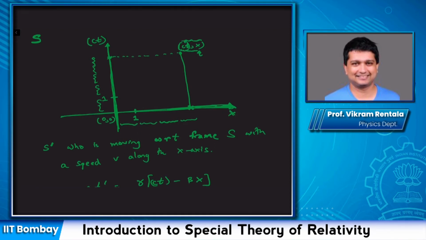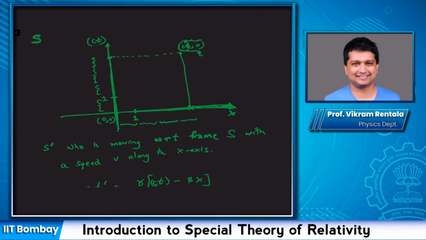So what we need to do is something similar for the frame S prime. We need to first identify the x prime axis and the t prime axis, and then we need to drop perpendiculars onto the x prime and t prime axes, and then we need to find out how many unit distances along those x prime and t prime axes this spacetime point is away from the origin.